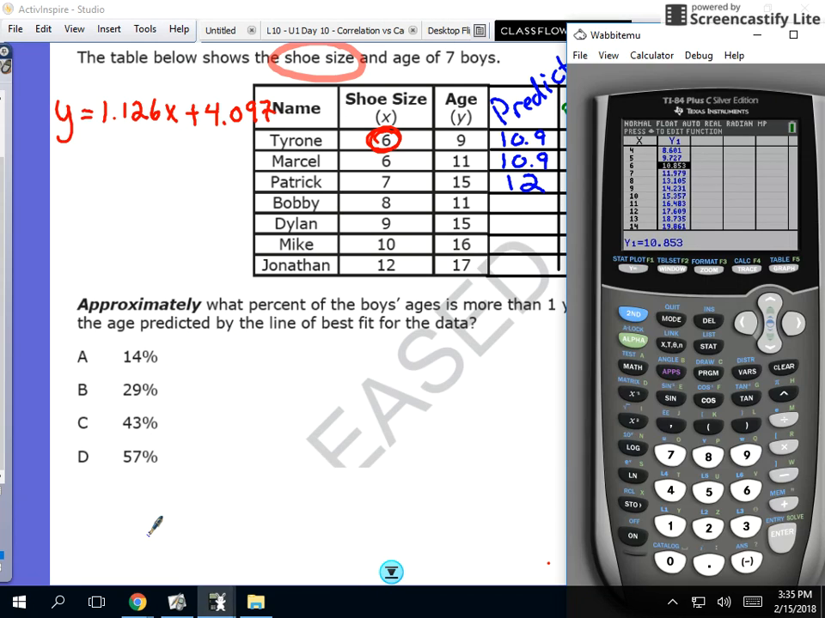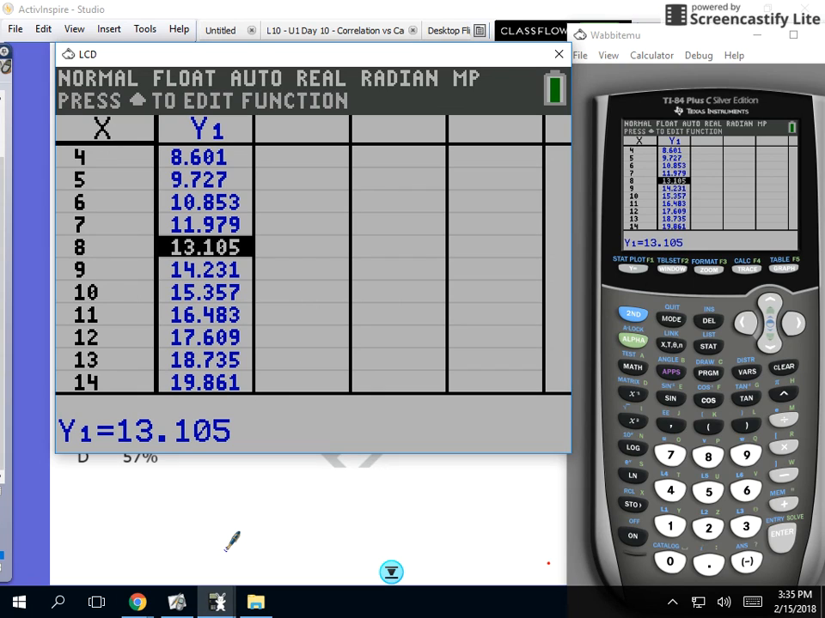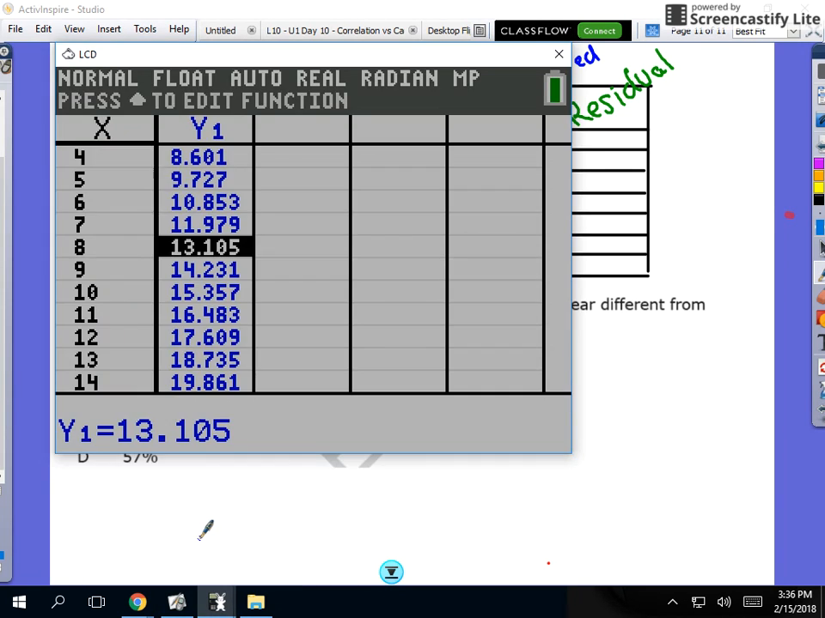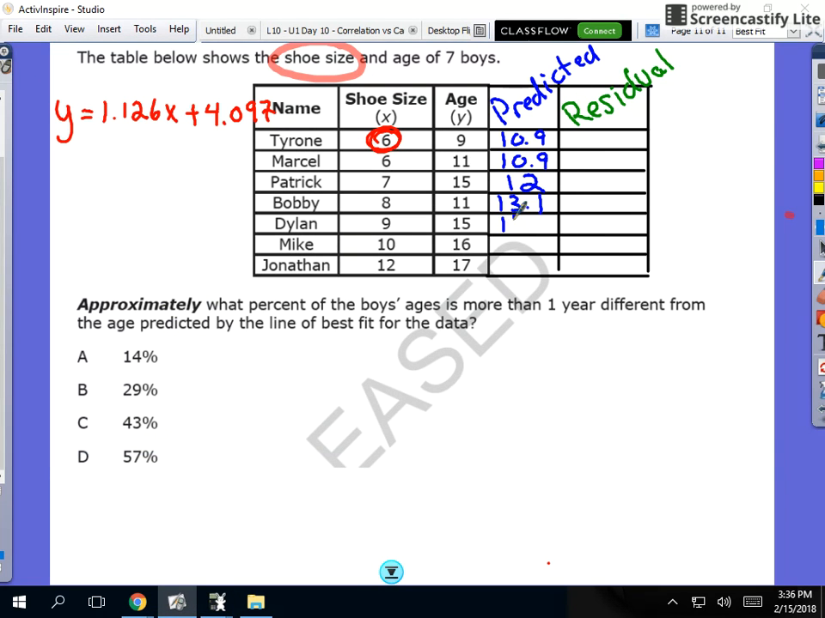Let's scroll down. Size 8 would be 13.1. So I'm going to go with 13.105, which is just 13.1. Okay, so that's 13.1 years old. Then if you're wearing size 9 shoes, size 9 is 14.23. So there we go, 14.2 if I round.